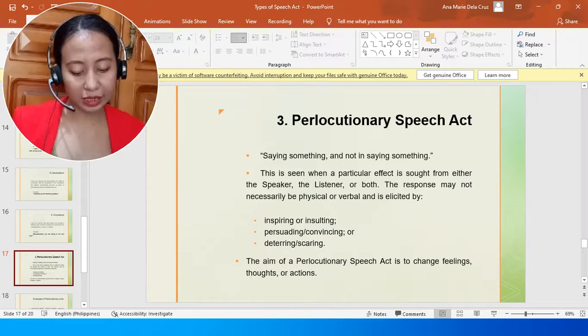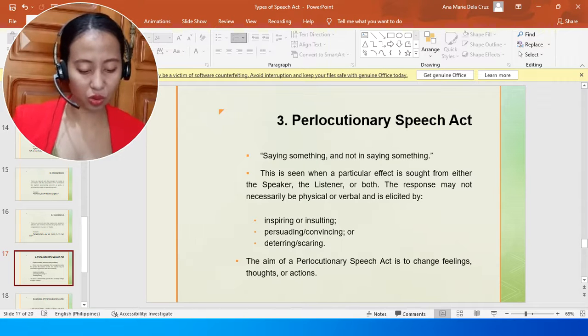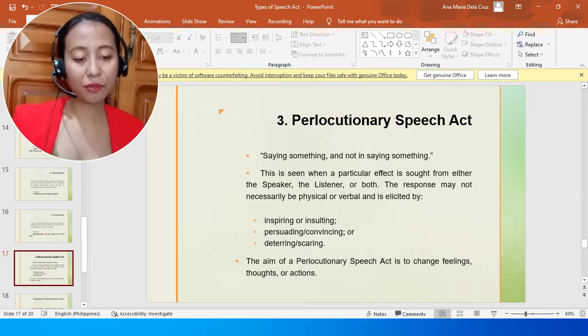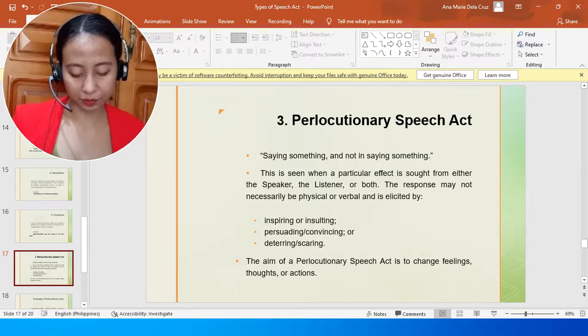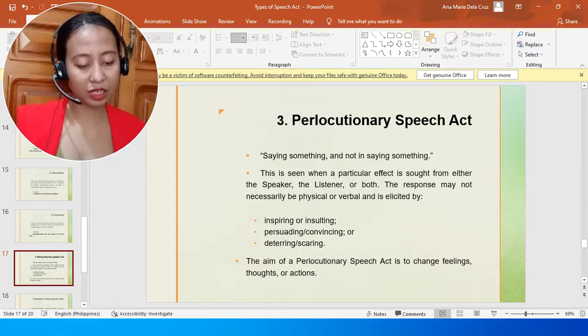Take note, it is a state of mind, okay? Brought about by or as a consequence of saying something. The aim of perlocutionary act is to change feelings, thoughts, and actions. Here, according to Martinez in 1984, a perlocutionary act is performed by saying something and not in saying something.